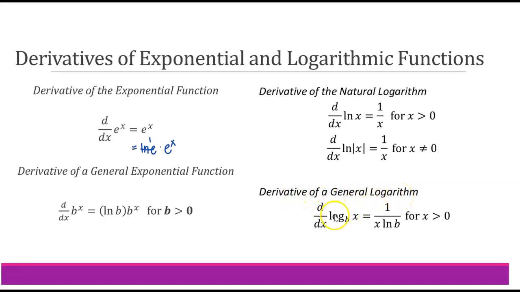If we have the derivative of log base b of x, it ends up being 1 over x, and then multiplied by that x in the denominator is natural log of the base. And again, this only applies when x is positive, because for logarithms, you can only plug in positive numbers.